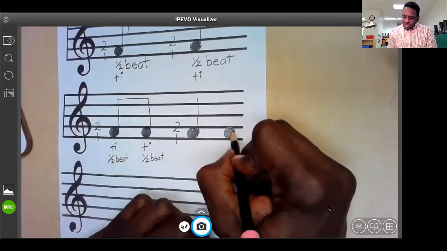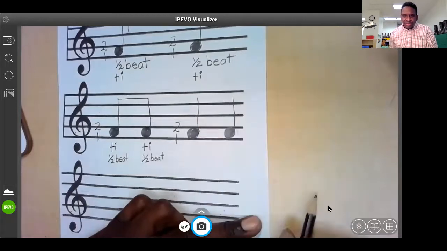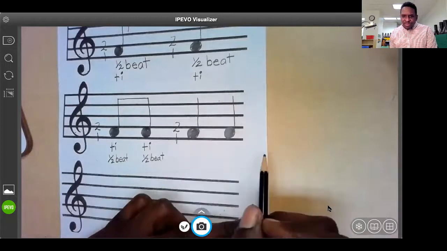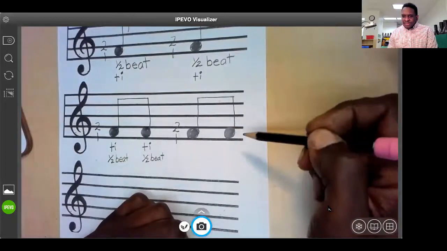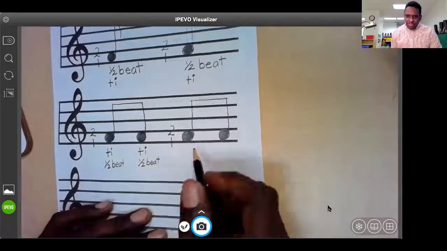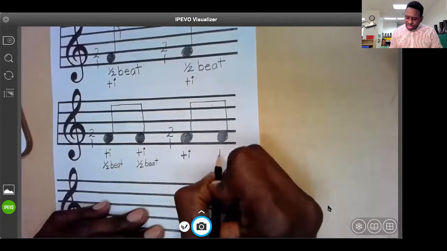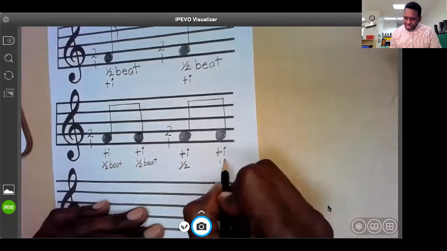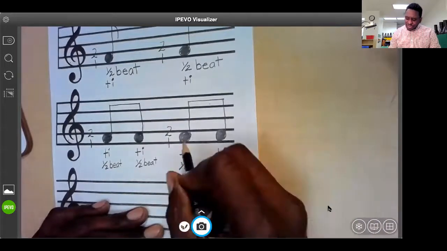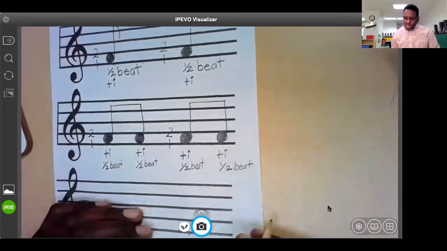Color it in. Draw a line going up, almost touching the 5th line, but not quite. Beam it together with one straight line, one stem, the first stem, to the second stem or the second line. We call them stems in music, okay? And let's put the singing rhythm, T, T, underneath each note, and then you can put half, just to know that they're half a beat each. If you want to put beat, that will help you remember that each one of those are half a beat.